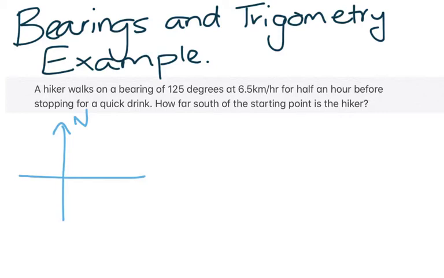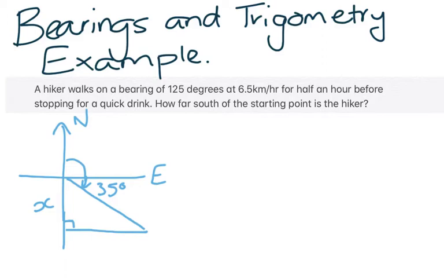So, 125 degrees. Well, from north to east, it's 90. So we're going to go out this way, and this whole thing here is going to be 125 degrees, which means this little angle in here is 35 degrees because it's 90 to there and then another 35 to get to 125. Now, it's asking you how far south this hiker has gone. So straight away we know that that's x, and we've got a 90 degrees here.